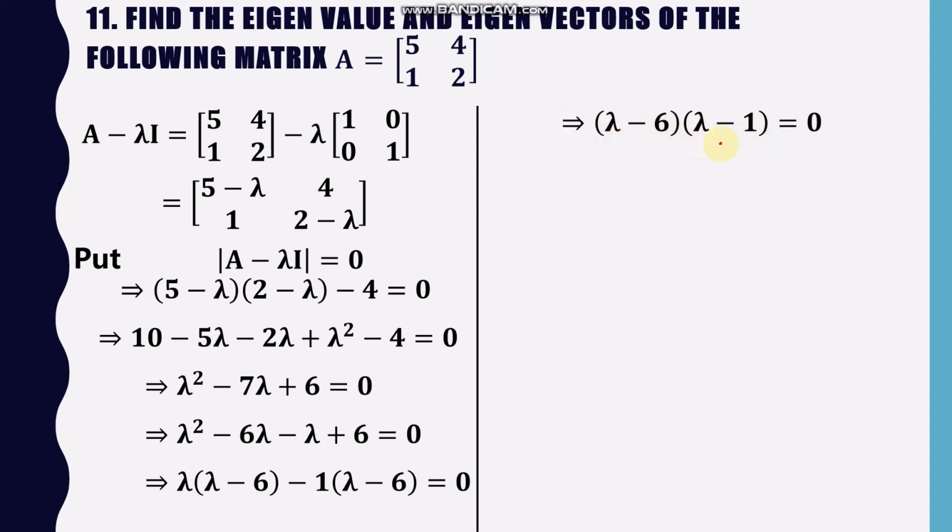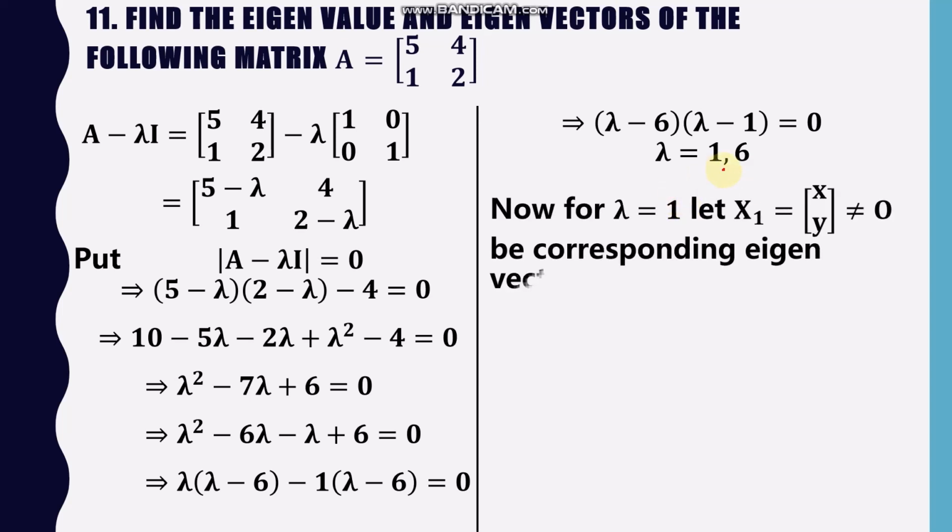So we get two values of lambda from here, which are 6 and 1. These two values are the eigenvalues of the given matrix. So we get two eigenvalues, 1 and 6. We'll find out the eigenvectors corresponding to 1 and corresponding to 6. So now let's find out the eigenvector corresponding to lambda equal to 1. So let's assume that X1 equal to x comma y, a non-zero vector, is an eigenvector corresponding to lambda equal to 1.